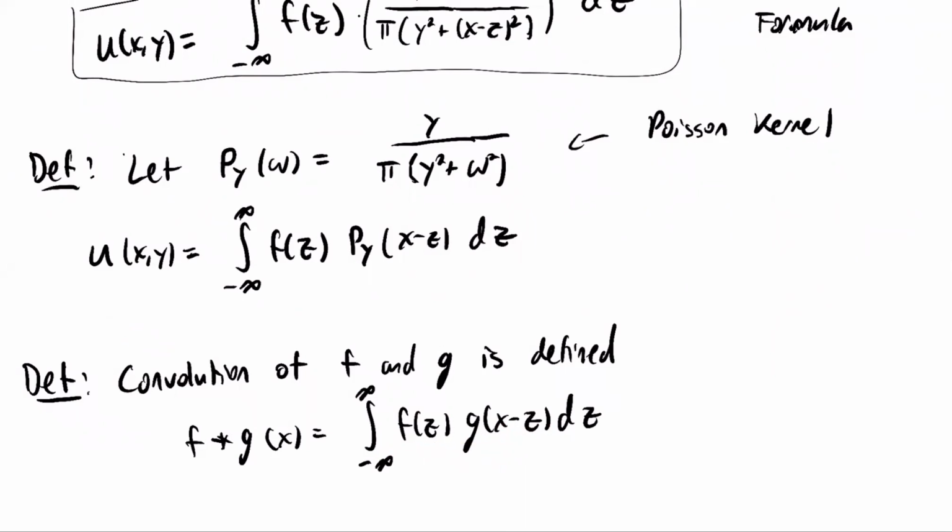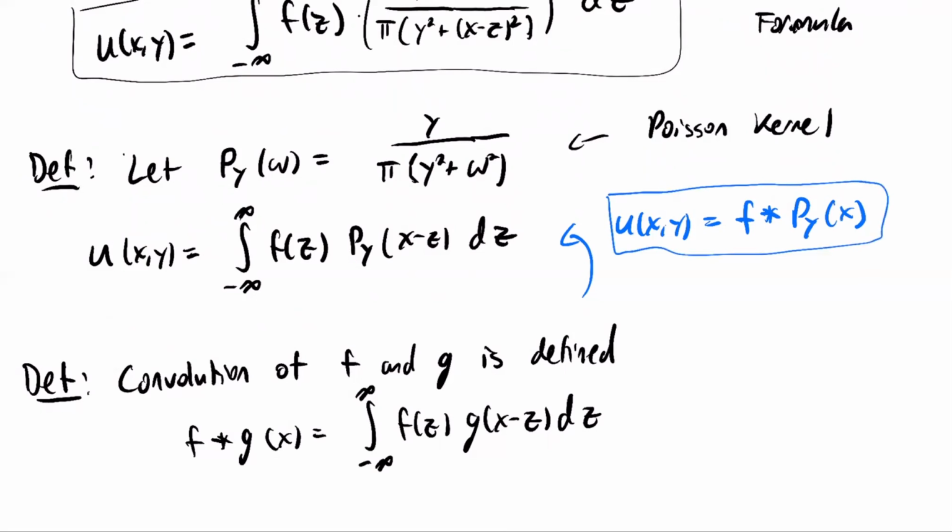And so, what does this say then? With this definition, the solution formula for the Dirichlet boundary value problem is given by the convolution of the initial data f with this Poisson kernel. That's what this says using this definition. And this is typically one of the ways you'll see the solution formula for this problem written, compactly as convolution with the Poisson kernel.